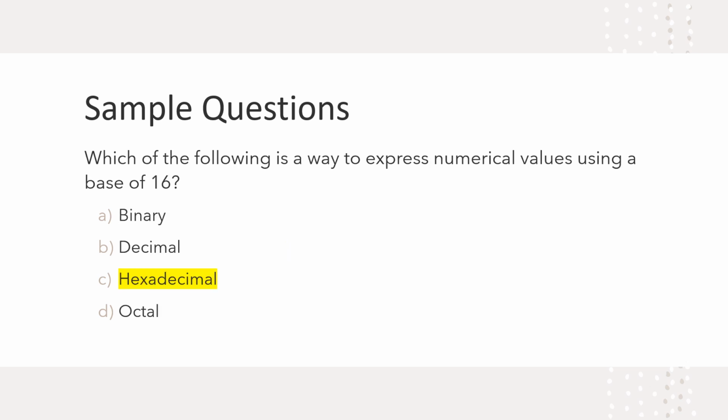All right, next one. Which of the following is a way to express numerical values using a base of 16? Well, we learned that binary is a base 2, decimal is a base 10, hexadecimal is a base 16, and octal is a base 8. So the correct answer is hexadecimal here. This is a pretty frequent question. They'll ask something like this, and then they'll just change it to be either base 2, base 10, base 16, base 8. So pretty straightforward, no math, no need to do anything. So that is definitely a nice, welcome question to receive.